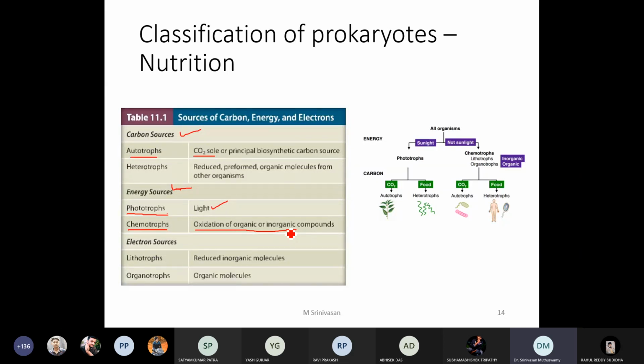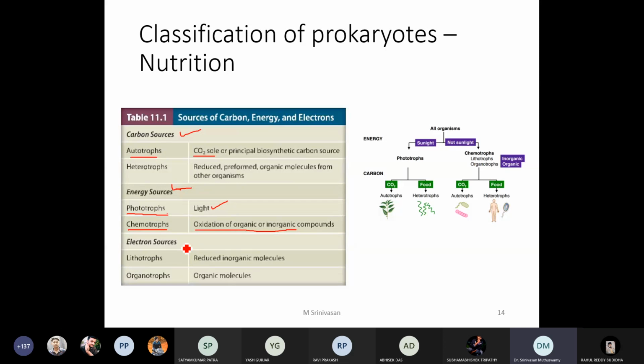So by doing such kind of an oxidation, they are able to generate the energy that is required for reducing or metabolizing or utilizing these carbon sources. Okay, so that's why they're called chemotrophs, because they use the chemical energy derived from the oxidation of organic as well as inorganic materials that they have.